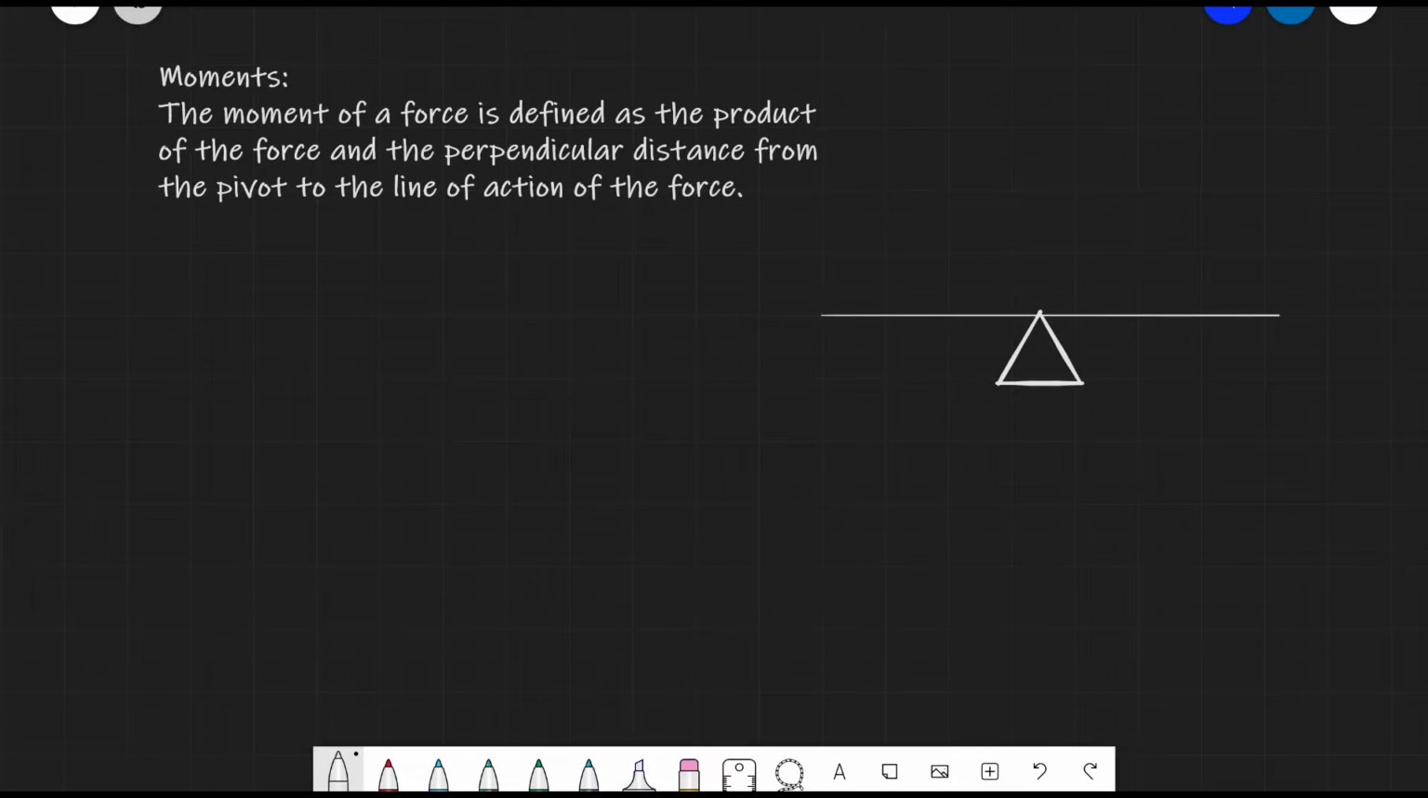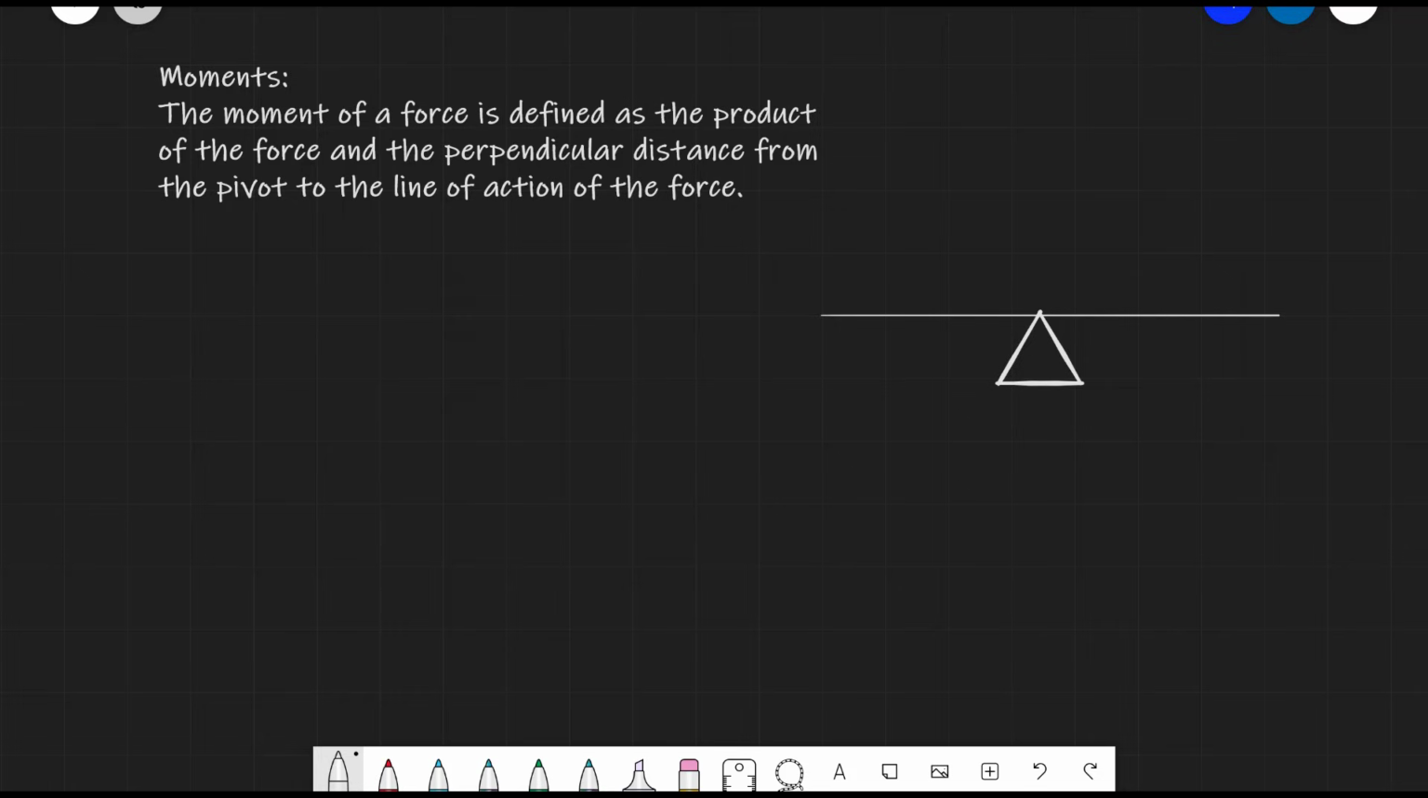So guys, let's take a moment to talk about moments. Now, the moment of a force is defined as the product of the force and its perpendicular distance from the pivot point to the line of action of the force. Now, this is quite a lot of words, but first off, let's understand what a moment is in our own words.